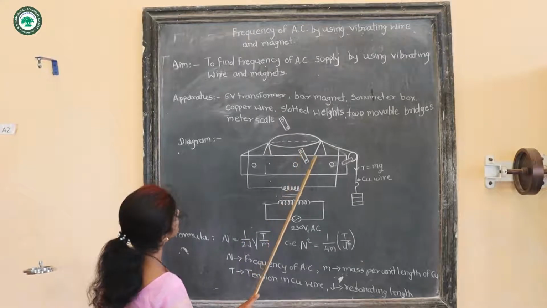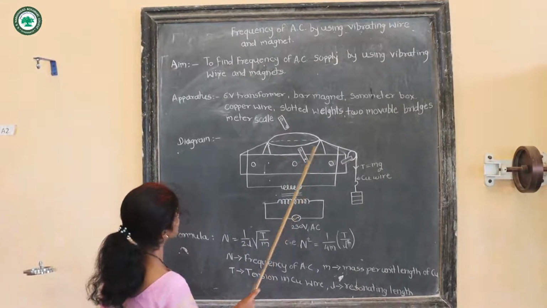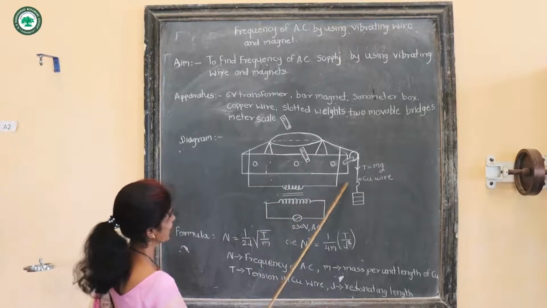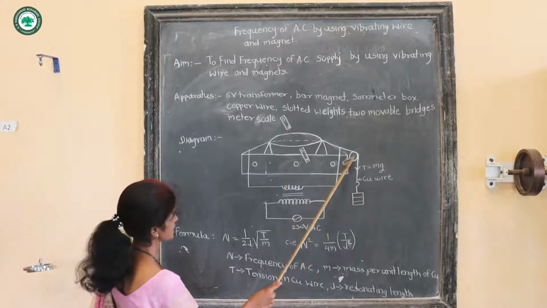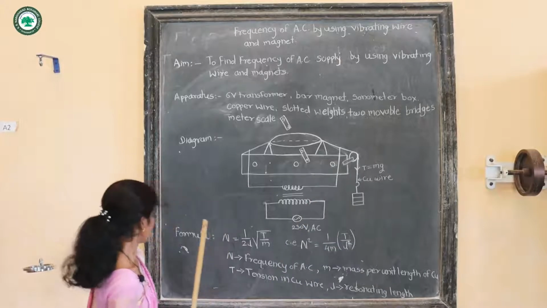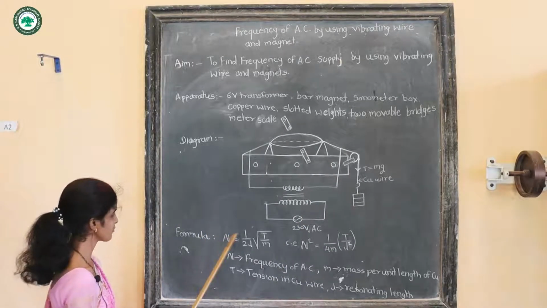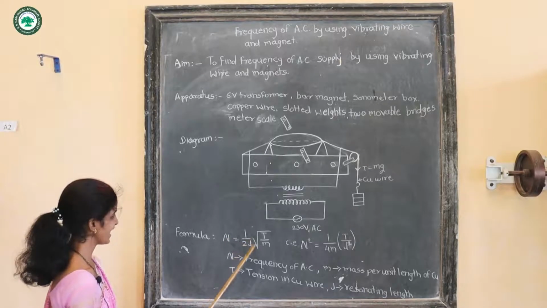Now for this experiment, this is the diagram in which this is the copper wire, these are the movable bridges, this is the bar magnet, this is the transformer and this is the weight attached, this is a pulley.